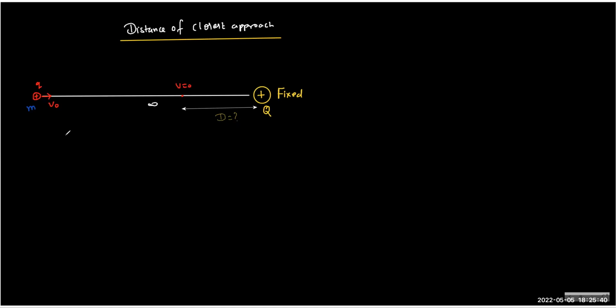So, 2kq by mv square. Yeah. So the answer you're writing is half m v naught square equals k q q by d, right? Yes, sir. Excellent. So this is the answer. So it's a very simple answer. 2kq.